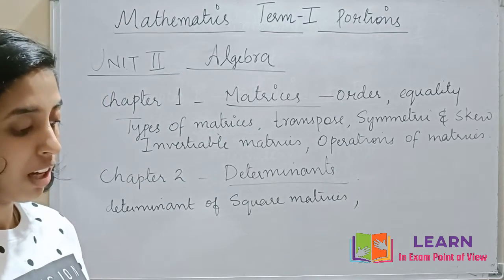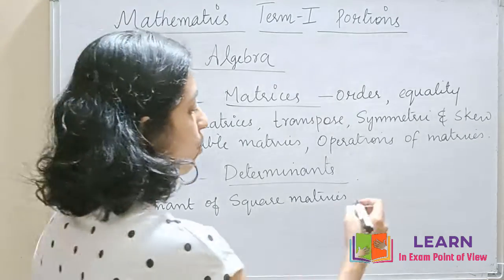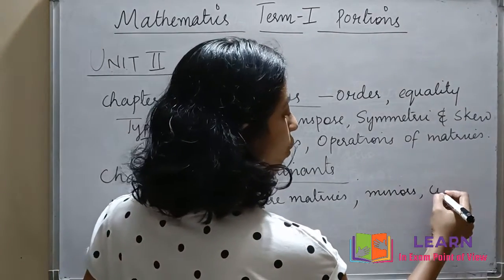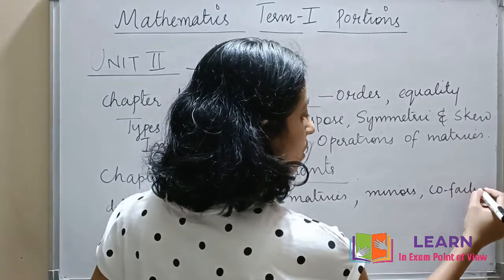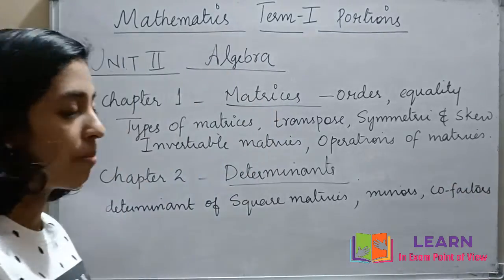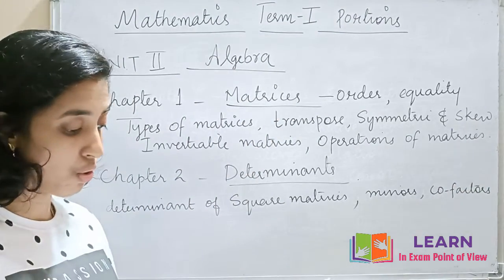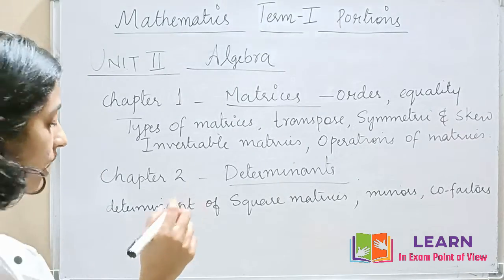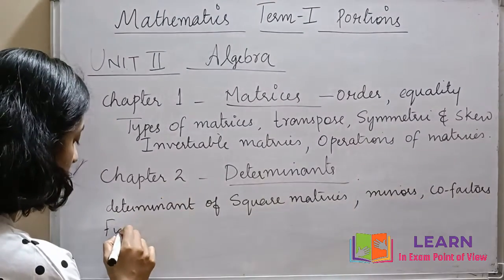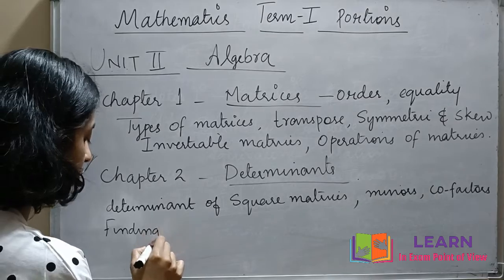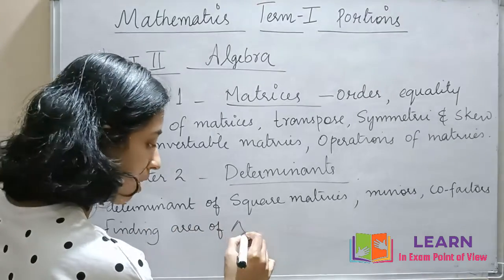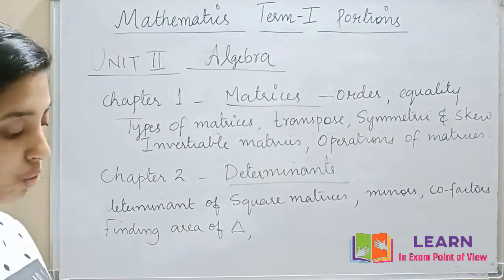Then next, minors and cofactors you should know how to find. Then application of matrices, finding the area of a triangle, that is very important. You should know how to find the area of a triangle. Finding area of a triangle is very important. You should know to do that.